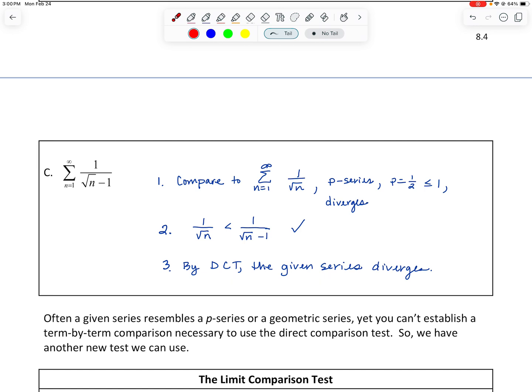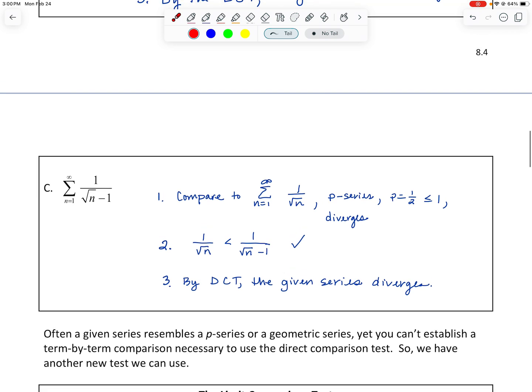And I know in the very beginning it said a sub n and b sub n, and notice I didn't really name these terms a sub n and b sub n. Just think of it as the words. If you pick a smaller series, you're hoping it's going to diverge. That makes the larger one diverge as well.